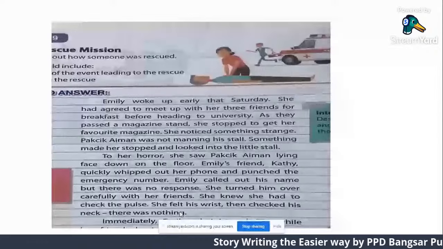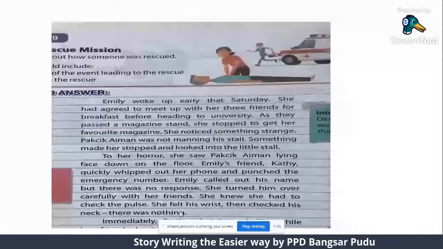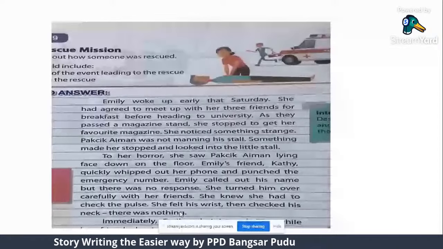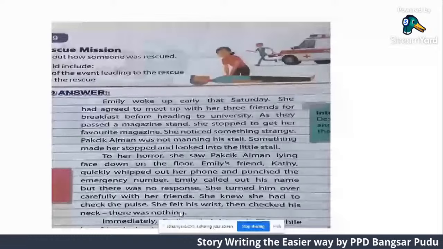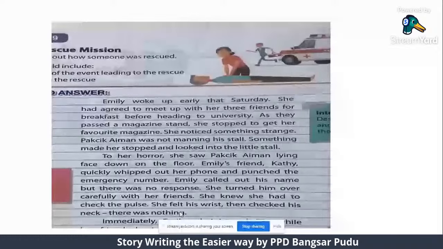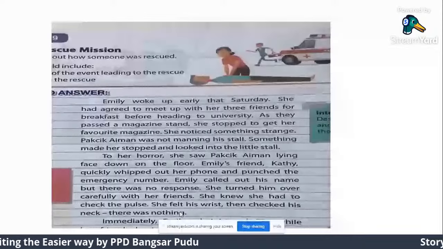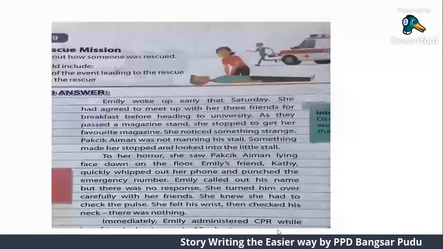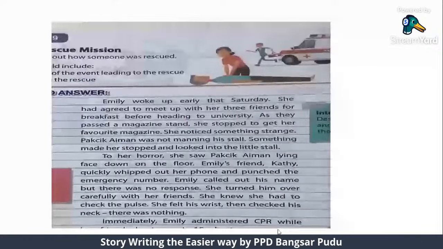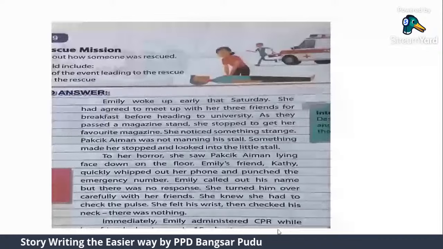Okay, I like the next phrase. To her horror, she saw Pakcik Aiman lying face down on the floor. Emily's friend Kathy quickly whipped out her phone. Okay, the word whipped out is also very good. Take out. Okay, and punched the emergency number. Emily called out his name, but there was no response. She turned him over carefully with her friends. She knew she had to check the pulse. Starting CPR here. She felt his wrist, then checked his neck.